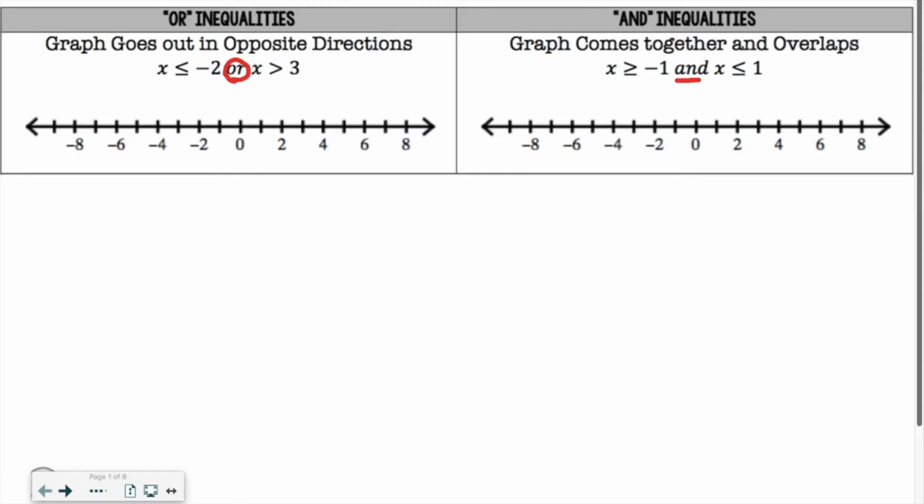If you have the word "and" in between two inequalities, then the shading is going to go in between and they're going to overlap on each other. And I'm going to show you what that means.